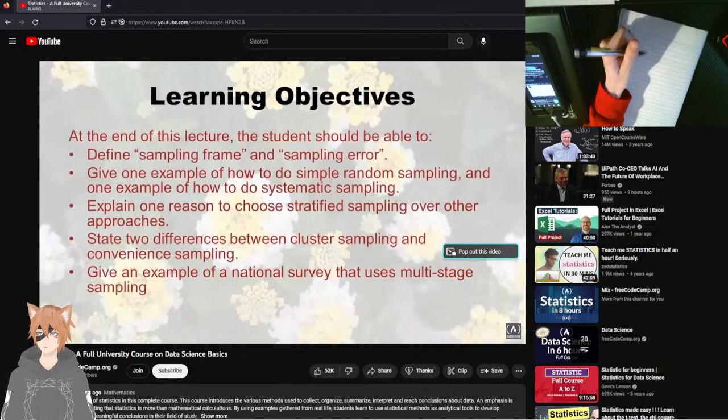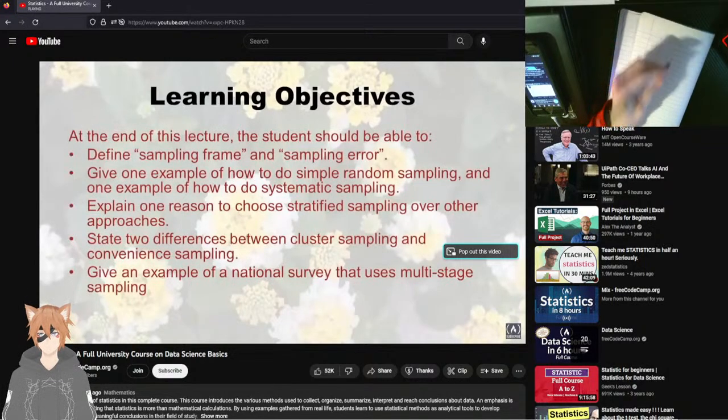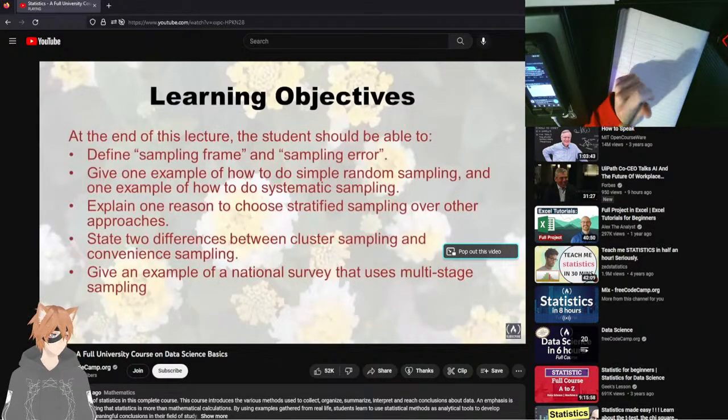At the end of this lecture, the student should be able to define sampling frame and sampling error. The student should also be able to give one example of how to do simple random sampling and one example of how to do systematic sampling.